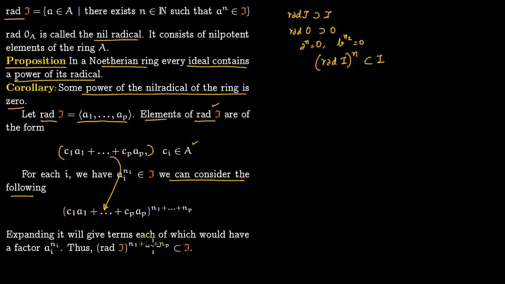And again, it works precisely because we have a finite set of generators, so we can work with the multinomial theorem. And this is the upper bound. See how this upper bound is critically linked to these ni's, where ai to the ni lies in I. It is just the sum of these ni's, and these ai's are the generators a1 to ap.